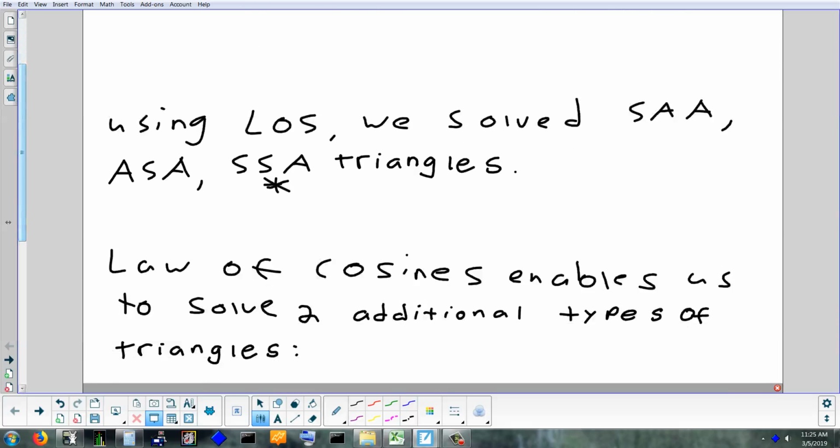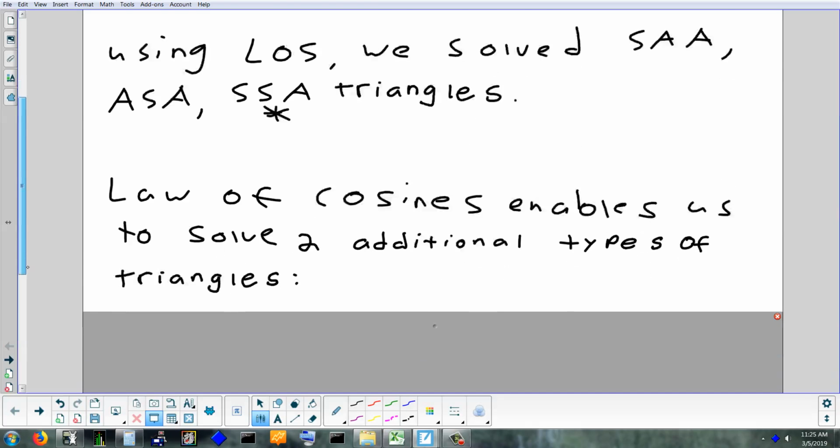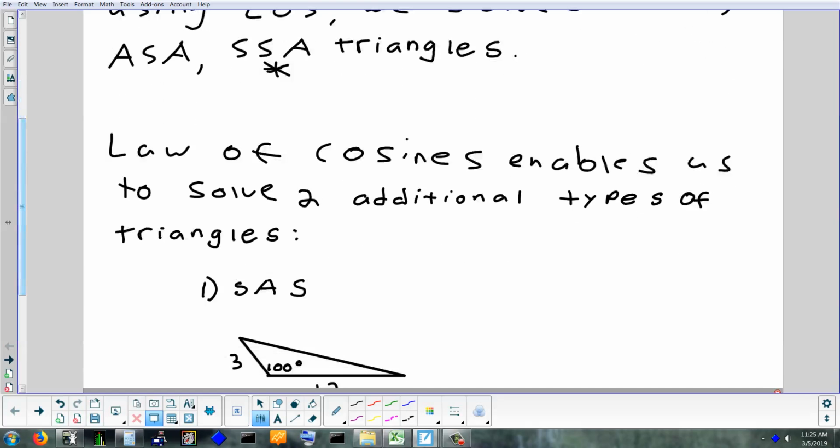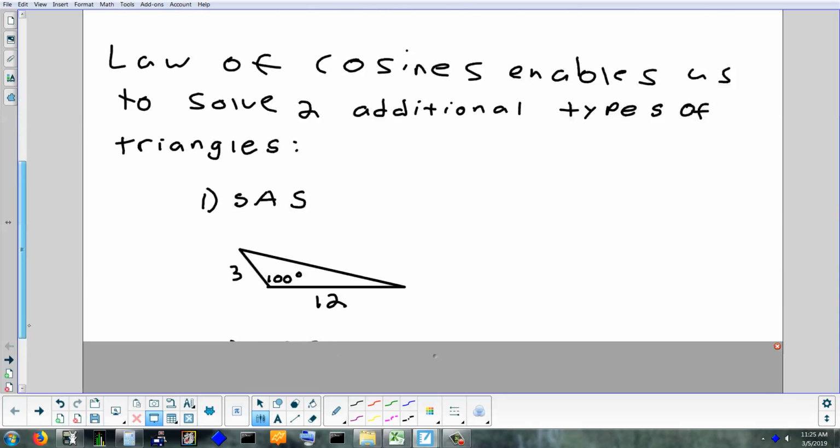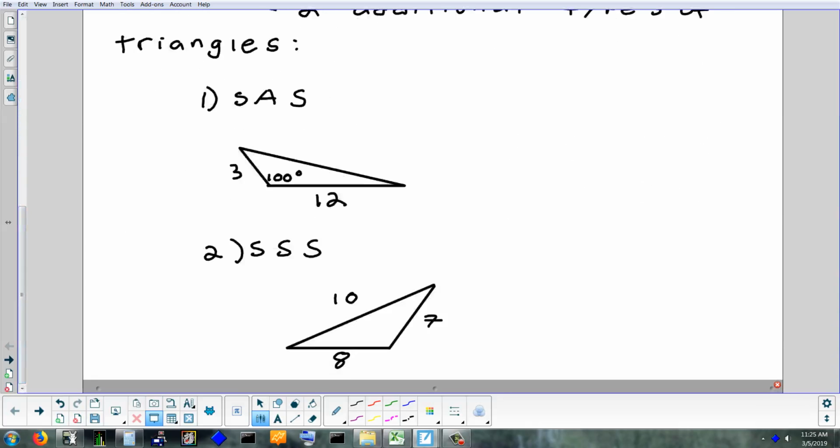Law of cosines is going to allow us to solve two other types of triangles, and I've already mentioned them. Side angle side, that's where you know two sides and the angle, and side side side. Now, if you're wondering, why can't I use law of sines on side side side?